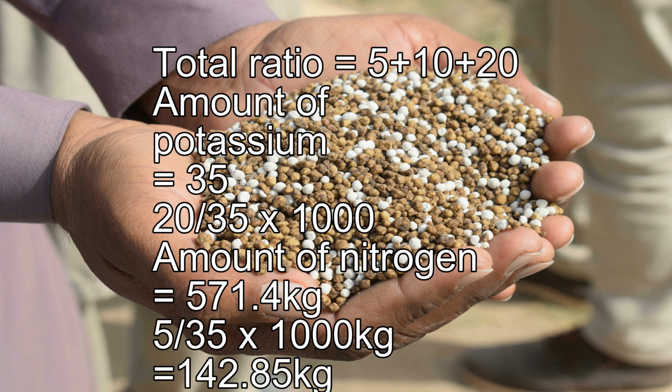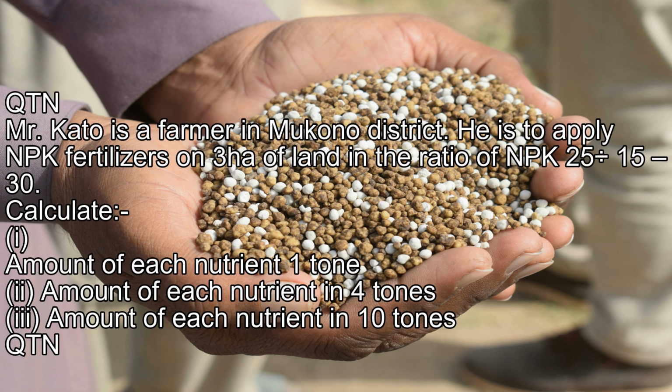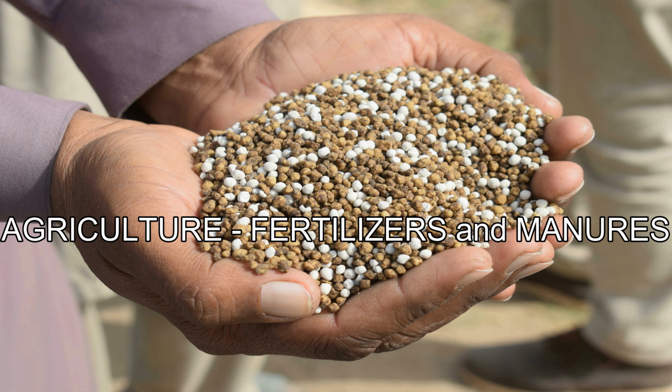Exercise. Question. Mr. Kato is a farmer in Mikono district. He is to apply NPK fertilizer on 3 hectares of land in a ratio of NPK 25:15:30. Calculate: I. Amount of each nutrient in 1 ton. II. Amount of each nutrient in 4 tons. III. Amount of each nutrient in 10 tons.